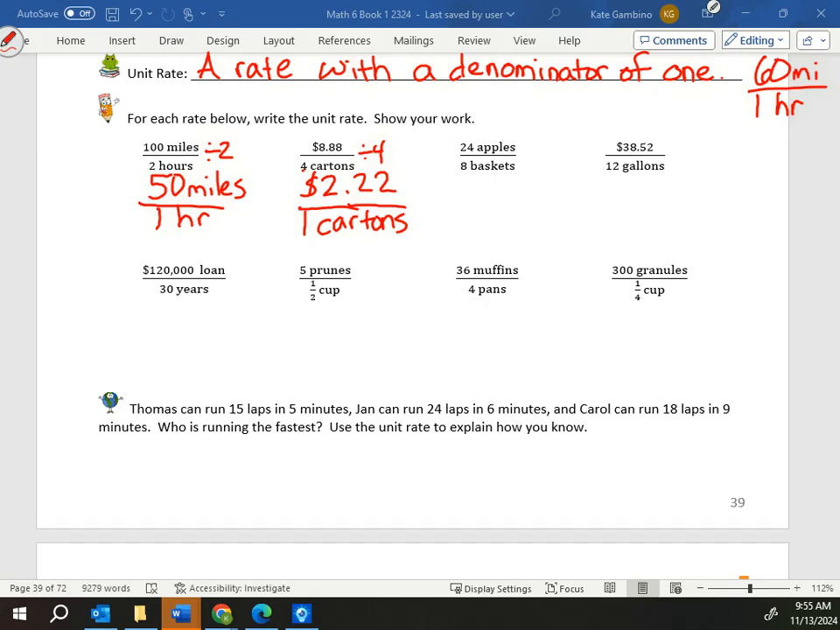What do we have to do to figure out who's running the fastest? It says use the unit rate to explain how you know. So what do we have to do, Lila? Make all 3 of those rates into a unit rate so they all have the 1 on the bottom. Common denominator, we can compare them. Okay, so when you're working with those unit rates, it's easy to compare because they all have that 1 as a denominator. Are there any questions on this page?